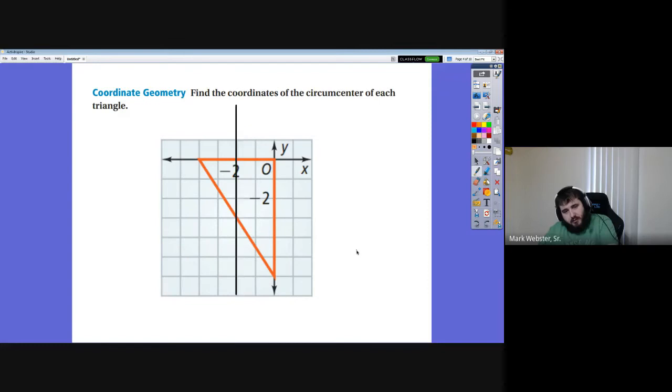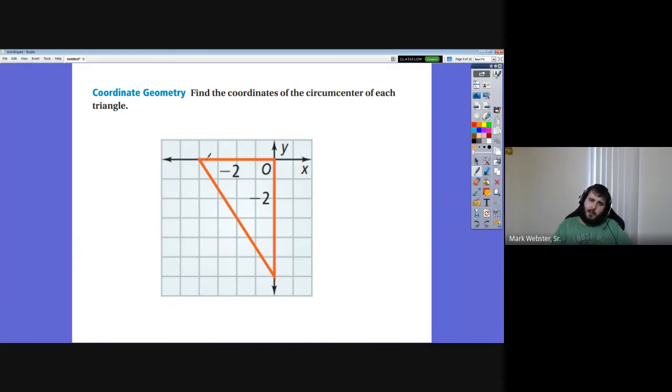Rid of all of this. Go away. Go away. There we go. All right. So remember, we said that the circumcenter happens in certain places for certain types of triangles.